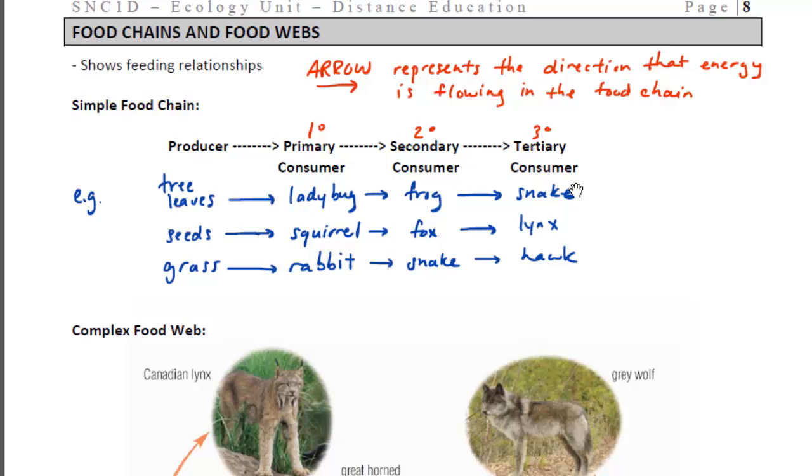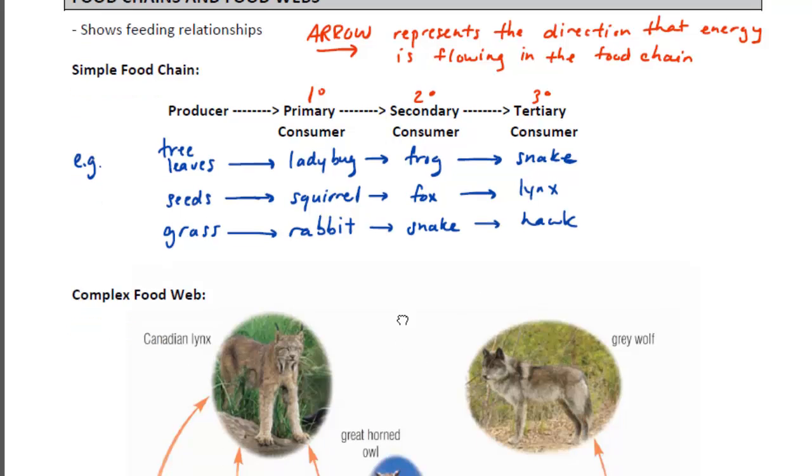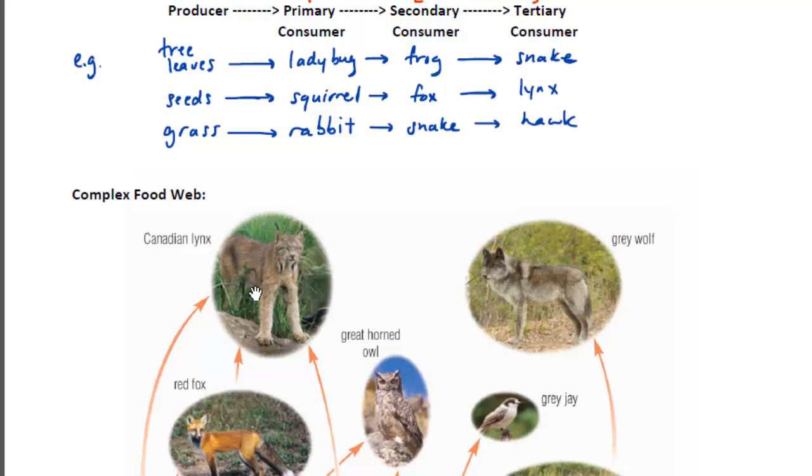The frog then gets eaten by a snake, and here we have our top consumer in this particular story. Or maybe a squirrel is eating seeds or nuts from a tree, and the fox eats the squirrel, and then the lynx eats the fox. You can see what a lynx is down here in case you didn't know. Then you could have maybe grass. Rabbit eats the grass, the snake eats the rabbit, and the hawk eats the snake.